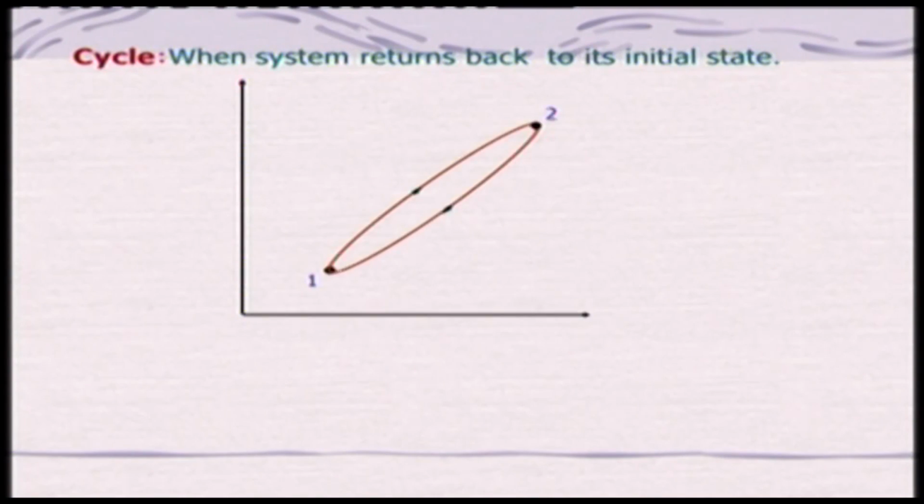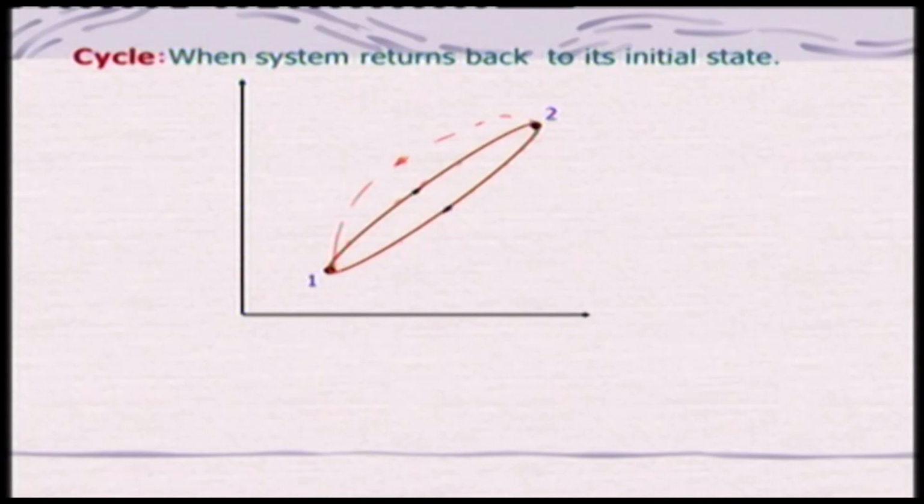Now, let us look at when a system returns back to its original state. Let us say you are here at state 1 and you are moving through this path during the interaction of the system with its surroundings, and then you reach a state 2 here, and you can return back to state 1, right, through another path, or you can return back with the same path, or we can take another path here and come back here. So, this we call a cycle.